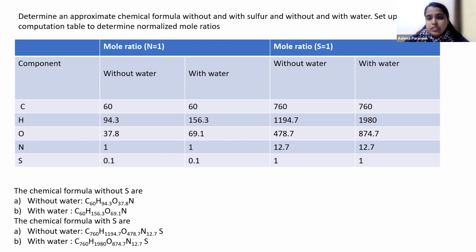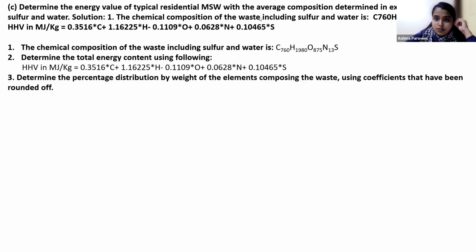Okay, we'll move to the next part of the question. Here we have to find the energy content of the MSW. We have to determine the energy value of typical residential MSW with the average composition determined, including sulfur and water. So the chemical composition of the waste, including sulfur and water, is given. Just ignore these lines I have given here. The chemical composition of the waste for which we have to find the energy content is this.